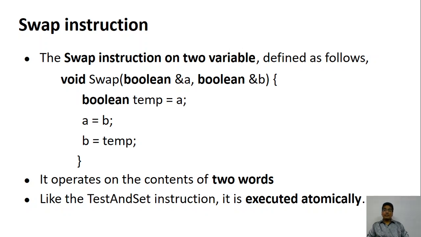Again, these variables are Boolean variables. The instruction is very simple. You take one value, you take the other value. You know very well how to swap it. You store it in a temporary variable, set the value of A to B, and take the temporary value and put it into B. So you have done it. I will not explain much about swapping. I hope everybody is familiar with it.